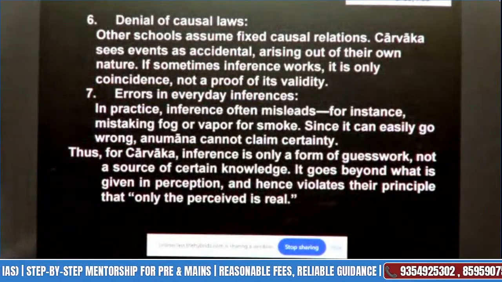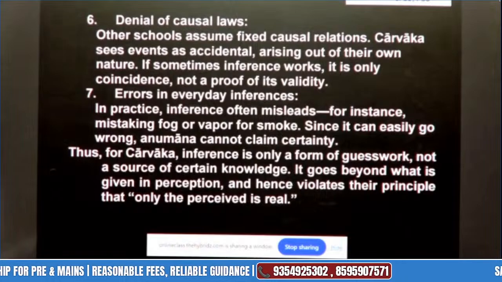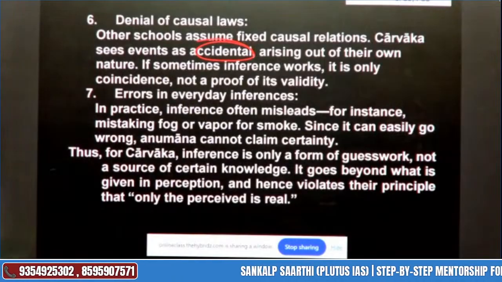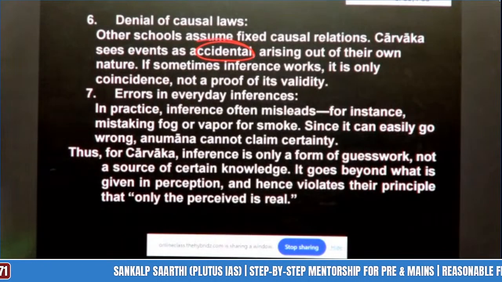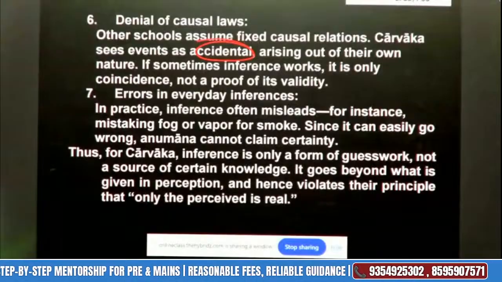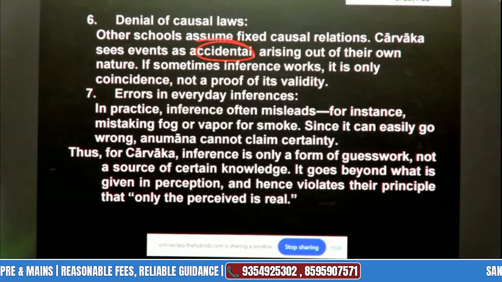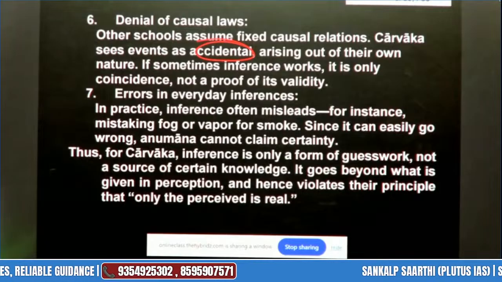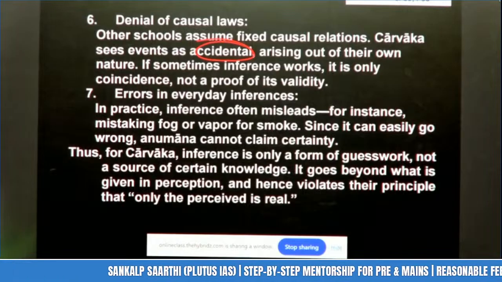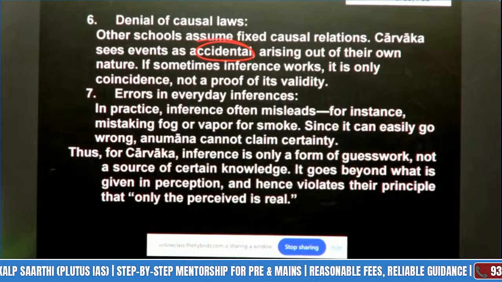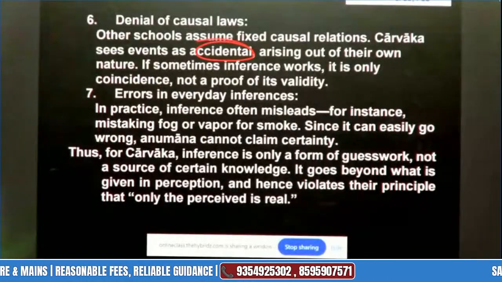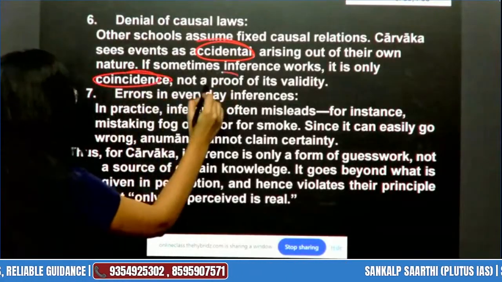Next, denial of causal laws. Other schools assume fixed causal relations. Charvak sees events as accidental, arising out of their own nature. Sometimes inference works, but it is only coincidence, not a proof of its validity. What does it mean? That experience isn't always the same, right? There is no fixed cause and effect. Other schools assume things always have a cause, but Charvak says events happen naturally, accidentally, or randomly. So even if inference sometimes works, it's just coincidence. It's not a proof. Understood?